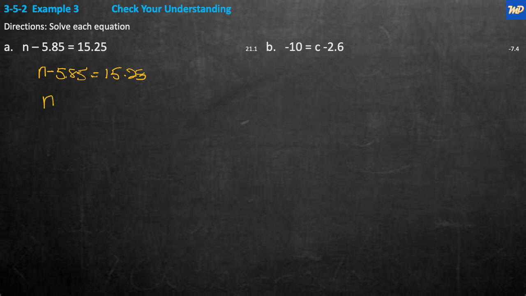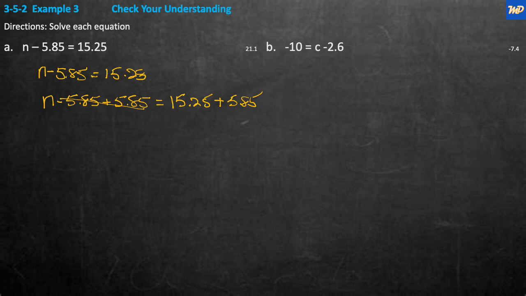I'm going to add a positive, so minus 5.85. That's our original part of the equation, but I'm going to add a positive 5.85 to each side, to both sides. And I'm allowed to add anything I want as long as it's the same number to both sides and not change the equation. So now I've added the 5.85 to the left-hand side. I'm going to write the right-hand side, which is 15.25 plus 5.85.